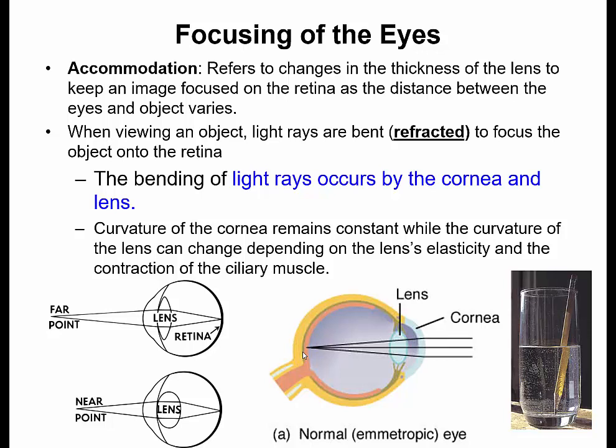Now when viewing an object, the light rays are bent or refracted by the cornea and the lens in order to focus that object onto the retina here so you can determine what you're looking at. The bending of the light occurs by the cornea and the lens. Now the curvature of the cornea remains constant, while the curvature of the lens can change depending on the lens elasticity and contraction of those ciliary muscles.